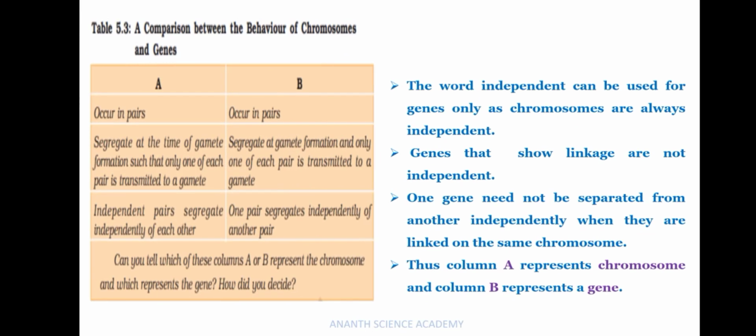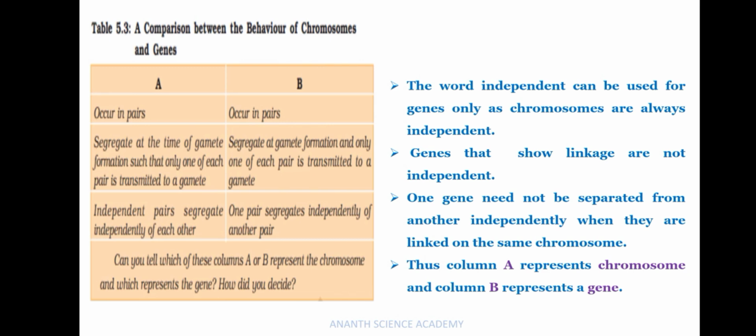There is a table in our NCERT reader showing a comparison between behavior of chromosomes and genes. There are 3 points. Below this table, there is a question. Which column represents chromosomes? Which column represents genes? And the reason is also asked. Here, the word independent can be used for genes only, as the chromosomes are always independent. Genes that show linkage are not independent. What is this linkage? Let us discuss that in the next video.